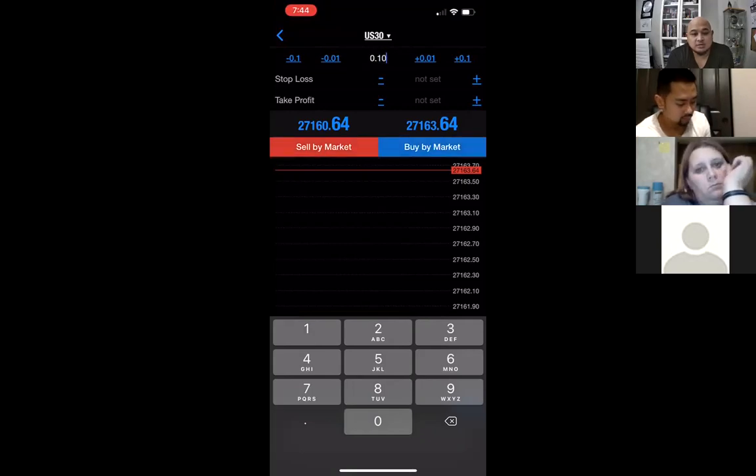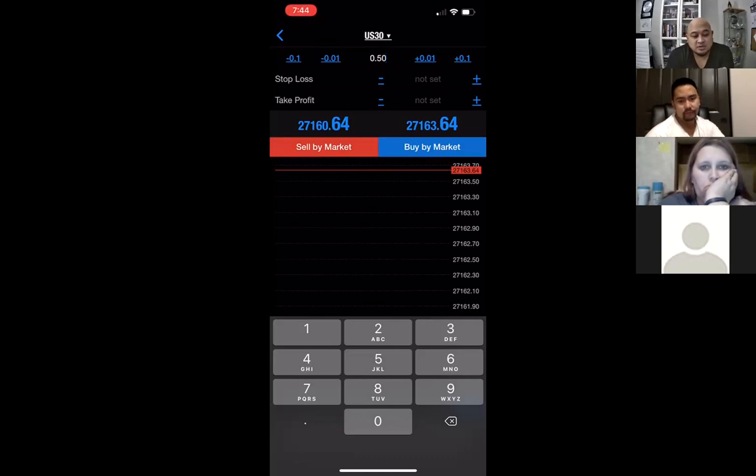0.10 is how much, Simon, when you're looking at that? On the chart, 0.10, I believe that's $1. Yeah, so that's $1 per pip. So you can mess around with $1 per pip. You can mess around with $5 per pip. Okay, so just mess around with it.